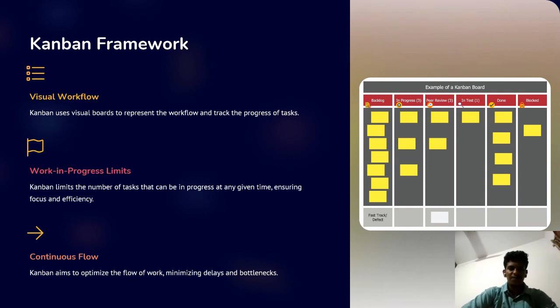Kanban framework. Visual workflow. Kanban uses visual boards to represent the workflow and track the progress of tasks. Work in progress limits. Kanban limits the number of tasks that can be in progress at any given time, ensuring focus and efficiency. Continuous flow. Kanban aims to optimize the flow of work, minimizing delays and bottlenecks.